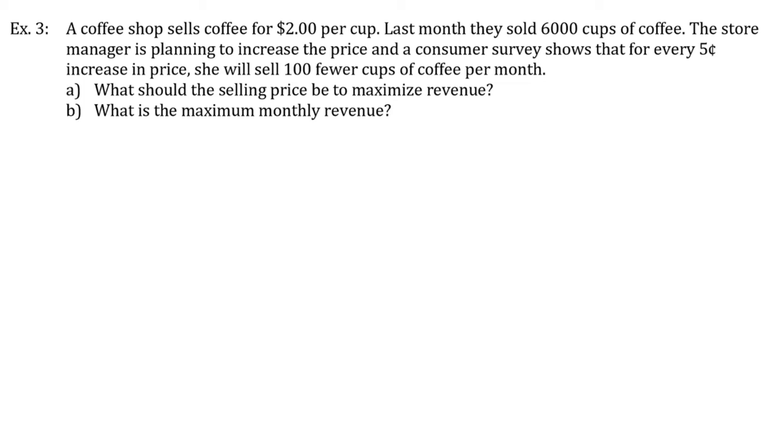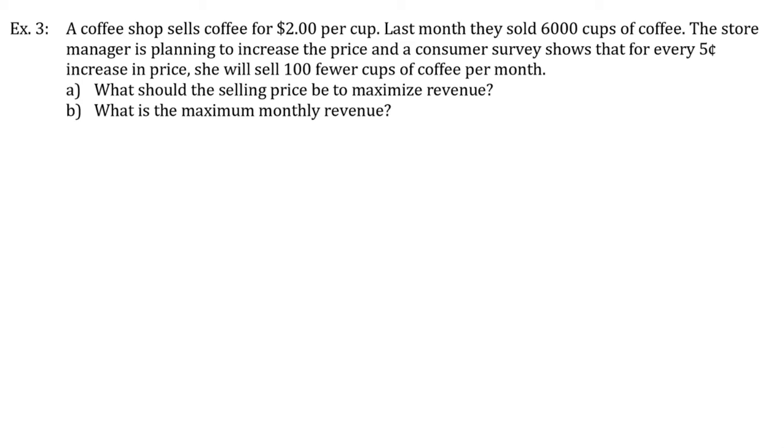Okay, so this is a revenue question because it talks about maximizing revenue. A coffee shop sells coffee for $2 per cup, and last month they sold 6,000 cups. The store manager is planning to increase the price. And think about this, it makes sense. If you increase the price of coffee, fewer people will buy it, right? And if you keep increasing it, eventually nobody would buy it. If you make it cheaper, probably more people will buy it. You'll sell more cups, but each makes less money because you're selling them cheaper. So there's some balance between the price and how many you sell that will maximize your revenue.